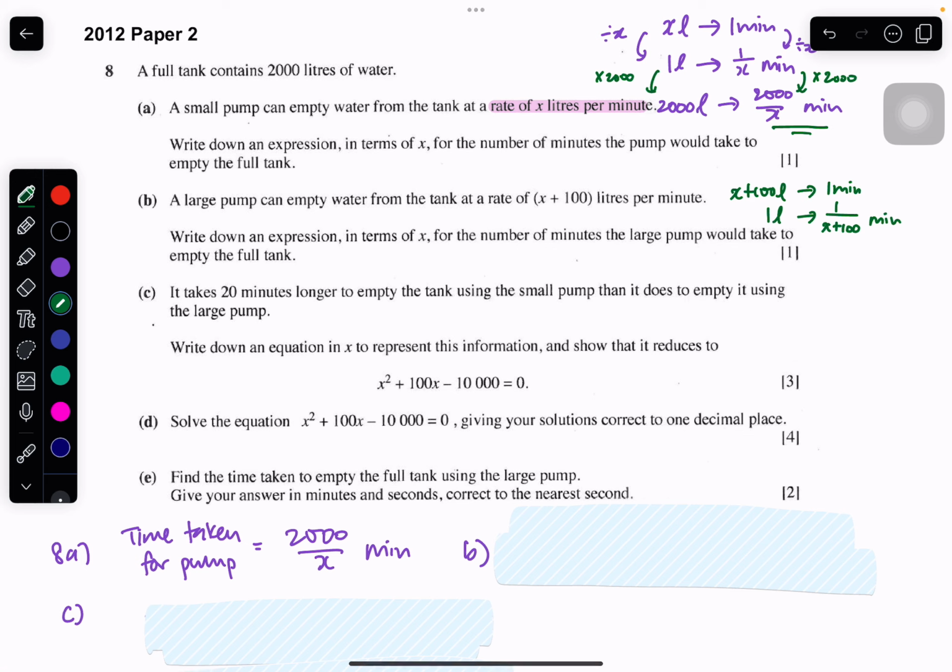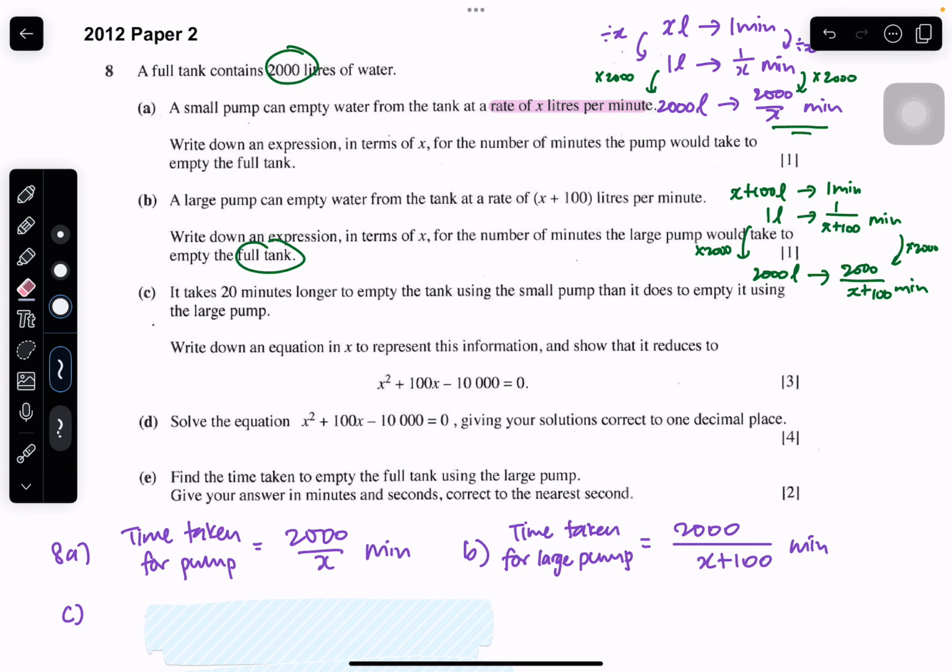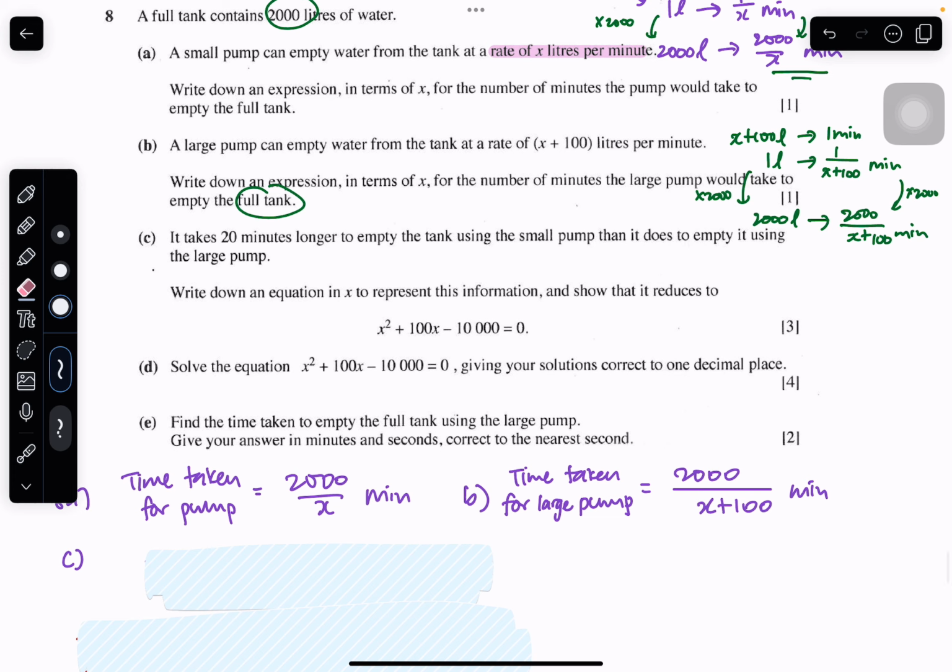If we are talking about the same tank containing 2000 liters, I will need to multiply by 2000. So that will be 2000 over X plus 100 minutes. That's the time taken for the larger pump to empty the tank. So we are done with part A and part B. Now let's look at part C.